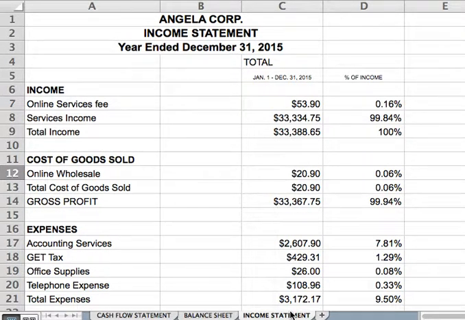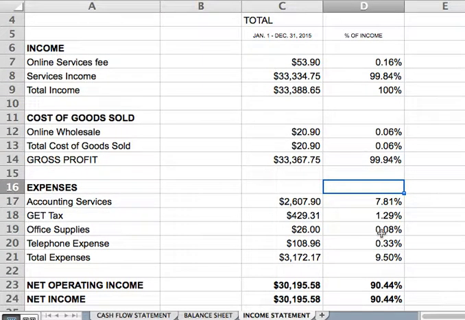Depreciation, depletion, and amortization expenses. These expenses are added back as adjustment to net income to reconcile income to net cash flow from operating activities.